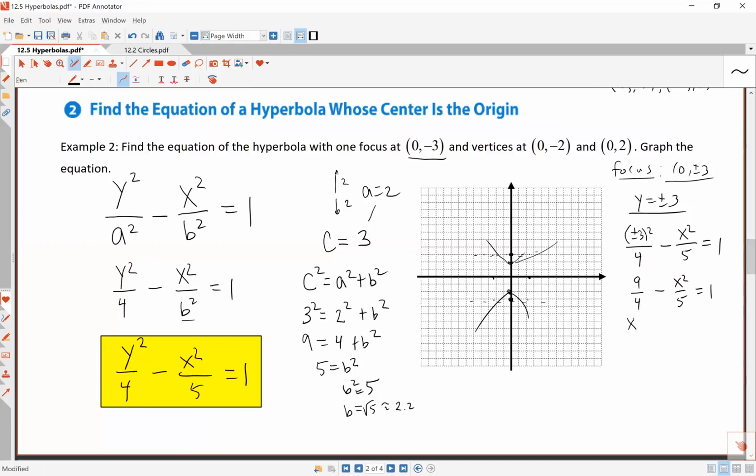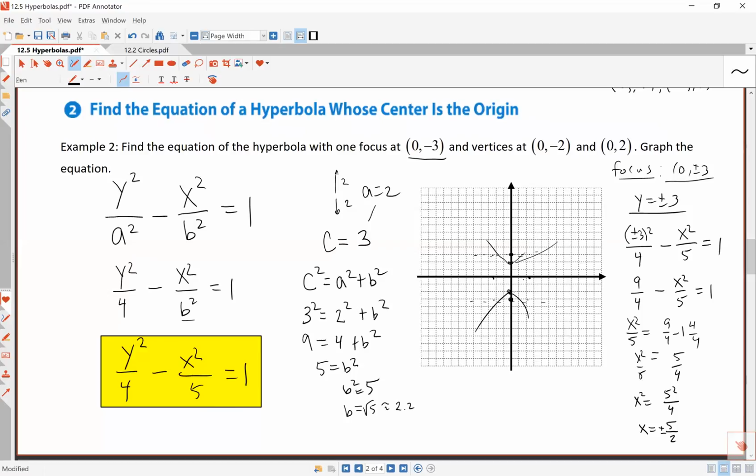Adding x squared over 5 to both sides and subtracting 1 from both sides, we get x squared over 5 equals 9/4 minus 1. Getting a common denominator, 4/4, 9 minus 4 is 5/4. Multiply both sides by 5, and you have x squared equals 25/4, or x is equal to the square root of 25, which is 5, over the square root of 4, which is 2, or plus or minus 5/2.